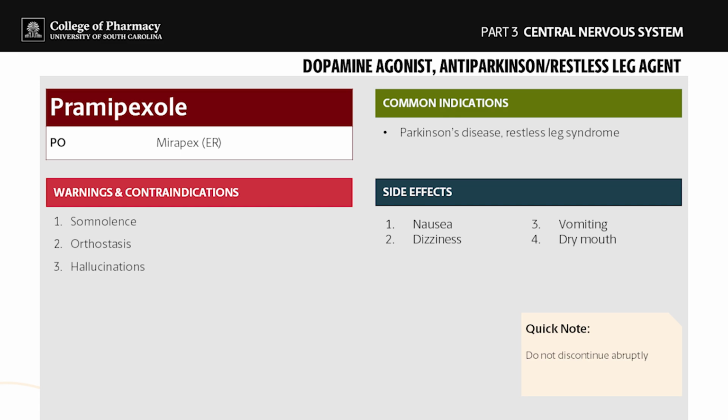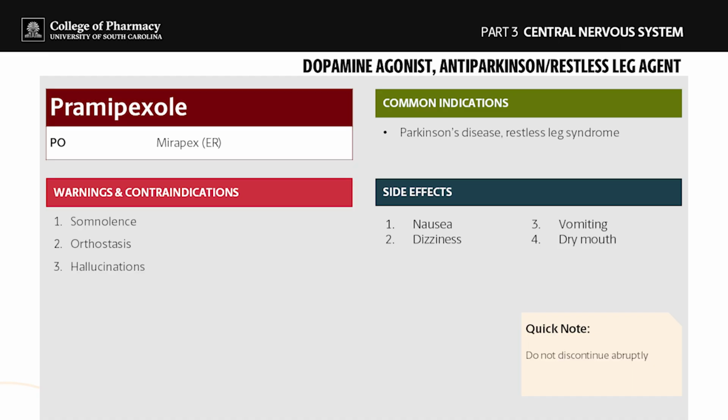Dopamine agonist anti-Parkinsonism restless leg agent, pramipexole, or the brand name Mirapex, Mirapex ER. Common indication is Parkinson's disease, restless leg syndrome. And I see this a lot for restless leg syndrome. I see it probably more in my practice for restless leg syndrome than Parkinson's disease. Not to say it's not, but I see it a lot in my particular practice used for restless leg.